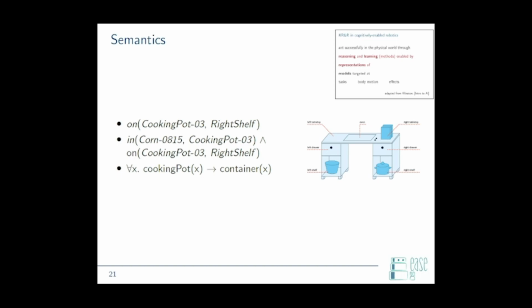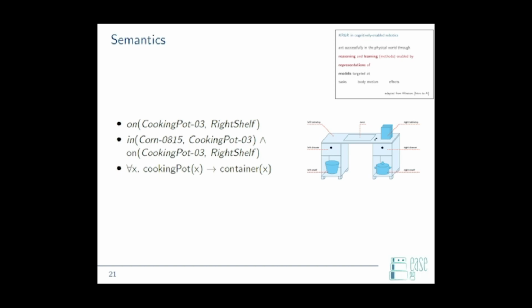Then we can define the semantics of more complex expressions, like the expression in(popcorn, cooking pot) and on(cooking pot, right shelf). This expression is true if both of the components are true. And something like for all x, cookingPot(x) implies container(x) is true if for each instance in our world, if it is a cooking pot, then it's also a container.